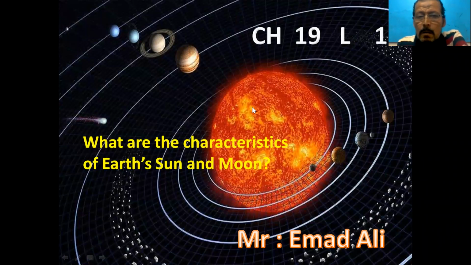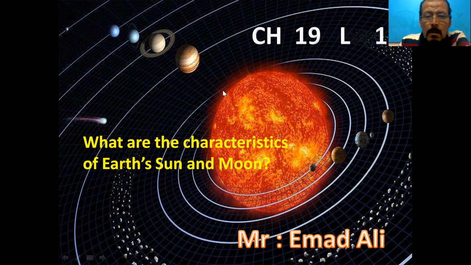With you, Mr. Ahmad Ali, science teacher at Rima International School. Now I explain a new lesson, chapter 19, lesson 1. What are the characteristics of Earth, the Sun, and the Moon?